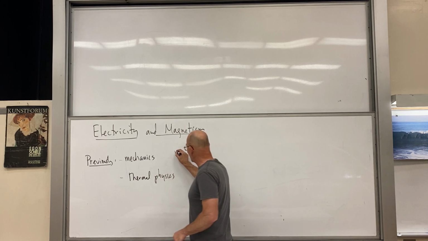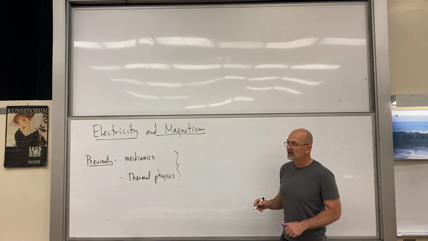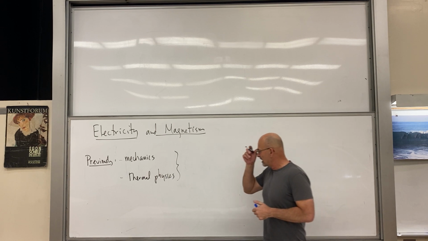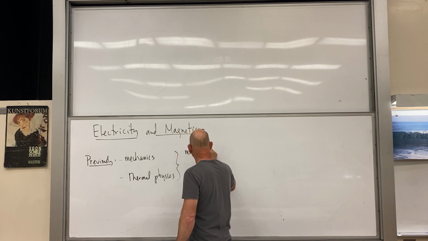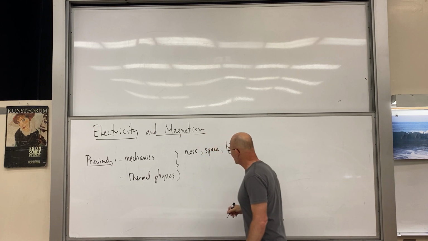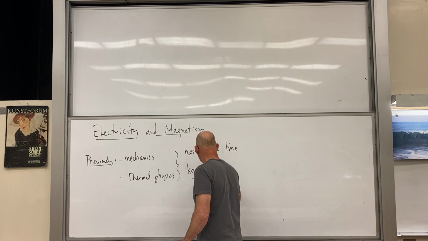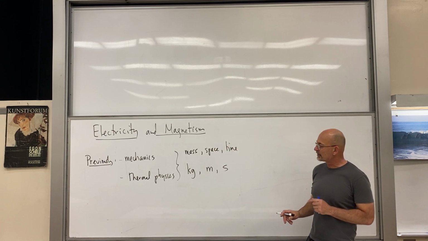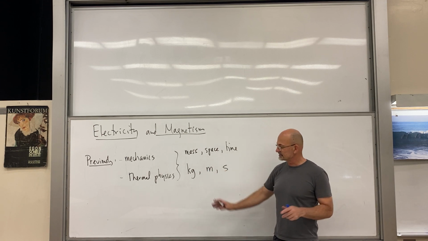And what we had here in mechanics and thermal physics was forces, work, energy. We had space and time, mass. So mass, space, time, and that's really all we had. And our units were the kilogram, the meter, and the second. All formulas that we've had up until now can be expressed in terms of kilograms, meters, and seconds, everything.